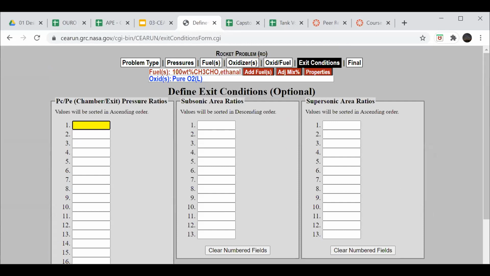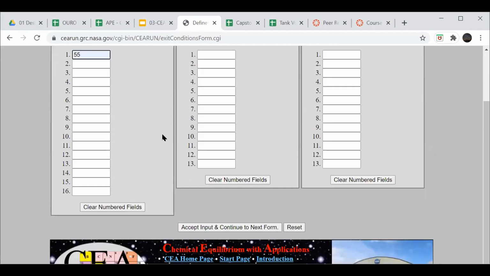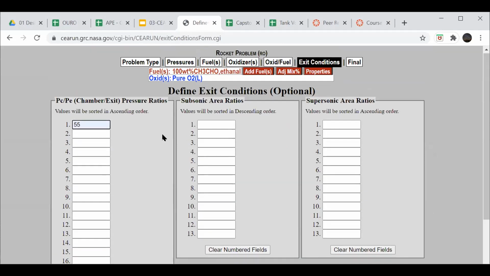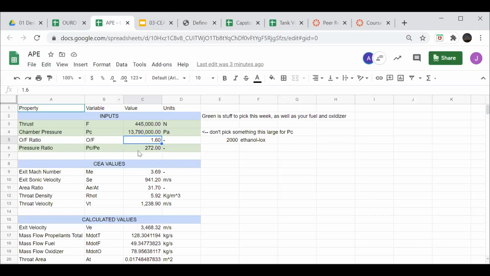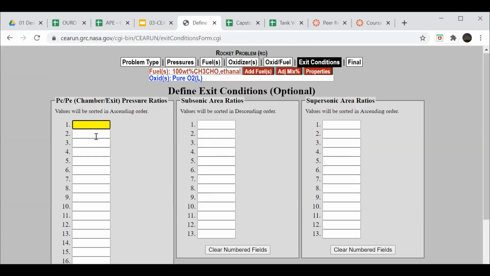Okay, yeah, CEA does do weird things sometimes. I'm honestly not surprised. Yeah, I mean, if you can't tell, this entire program is built on top of a COBOL program, and it's not exactly the most well designed interface. But it is an official NASA program, which is real special.